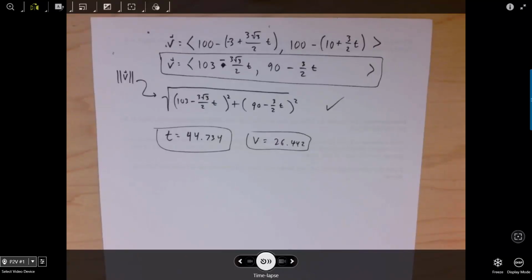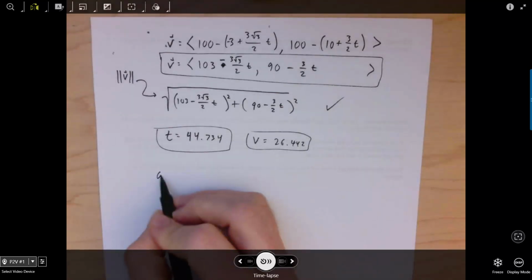So then the last part of this question says, use your answer from part C to find the position of the person when they're closest to 100, 100. Vector v is the vector that points from the person to that point. So in part C, we just found when that vector is at its shortest. And so that must be the time when the person is closest to that point. So now I need to figure out how I can figure out where person A is. That was the very first equation that we started with.